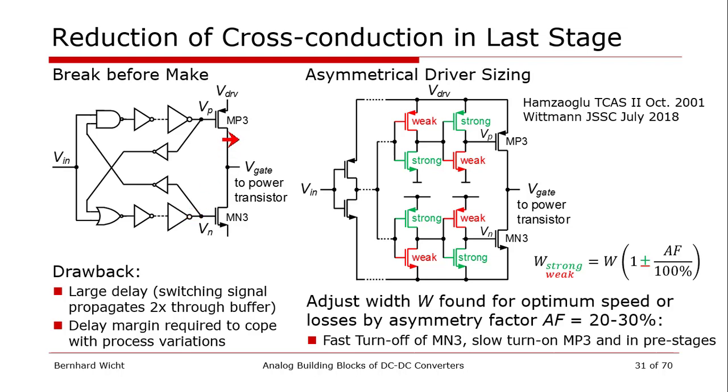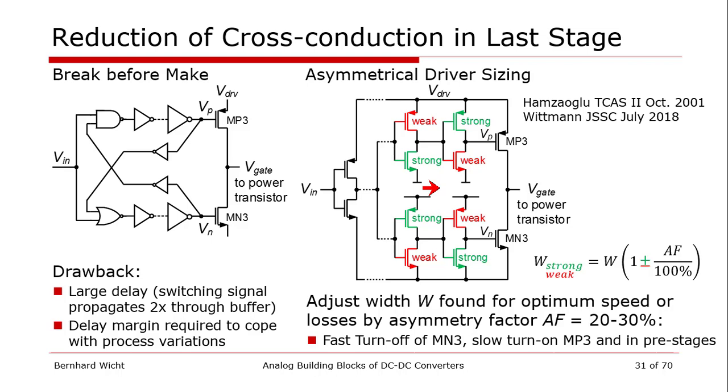In particular, if you want to go for faster switching DC-DC converters, the concept of asymmetrical driver sizing is much more effective. It's basically an open loop concept. So here we see there is some feedback, that's a closed loop. But here we have our open loop. All we need to do is we start from a driver design that we have optimized for speed or for power, as we have just seen a few seconds ago.